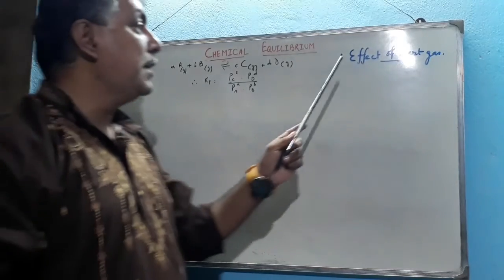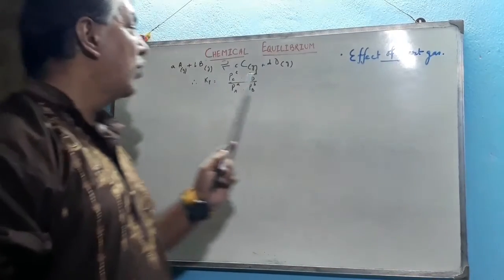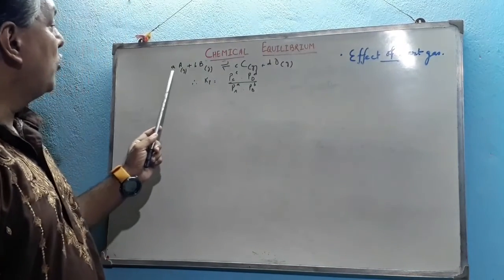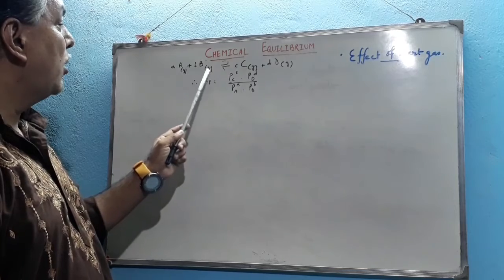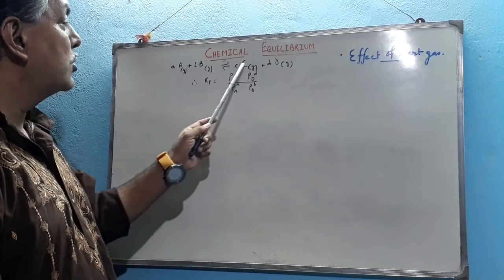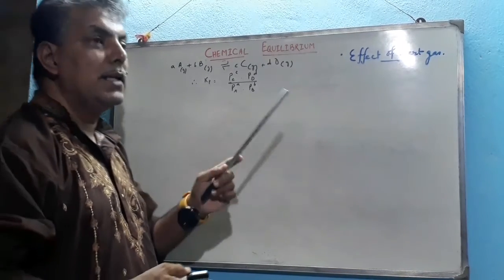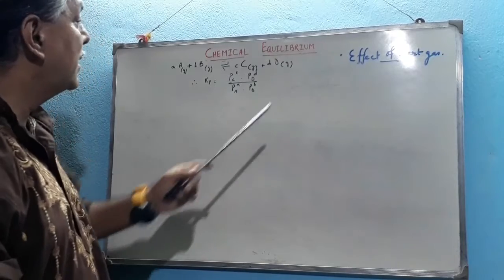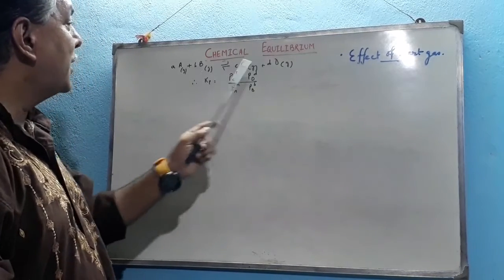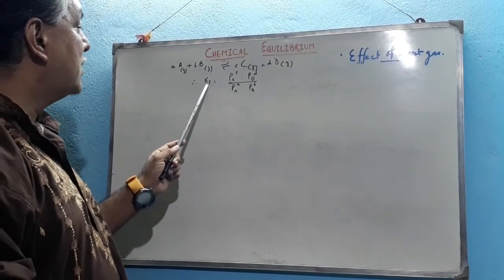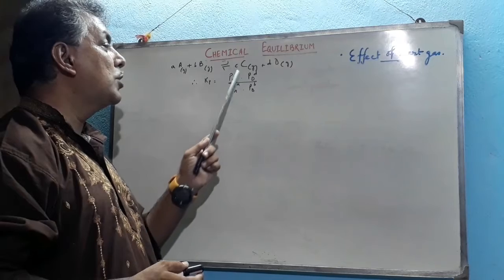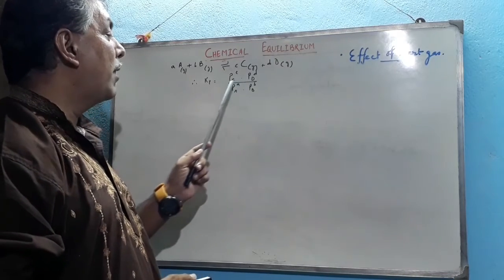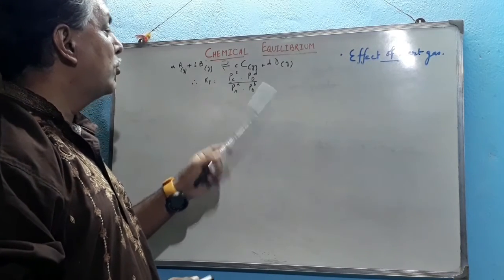Now I am discussing the effect of inert gas on the chemical equilibrium. See this, a moles of A gaseous plus b moles of B also gaseous, reversible to form c moles of C gaseous plus d moles of D gaseous. This is maintained at chemical equilibrium inside the closed container. For this particular reaction, Kp, the equilibrium constant with respect to pressure, equals Pc to the power c, Pd to the power d divided by Pa to the power a into Pb to the power b.